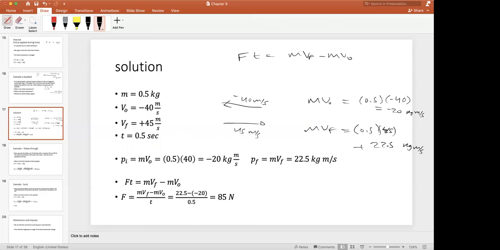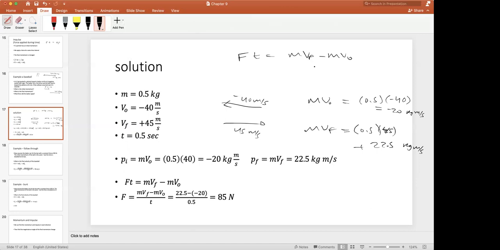That was the first two questions I wanted to know, just what its initial and final momentum were. So it was coming from the right to the left with negative 20 momentum. Its momentum had to be changed so that it was now going from left to right at 22.5 kilogram meters per second. That's a big change. That's a major change.